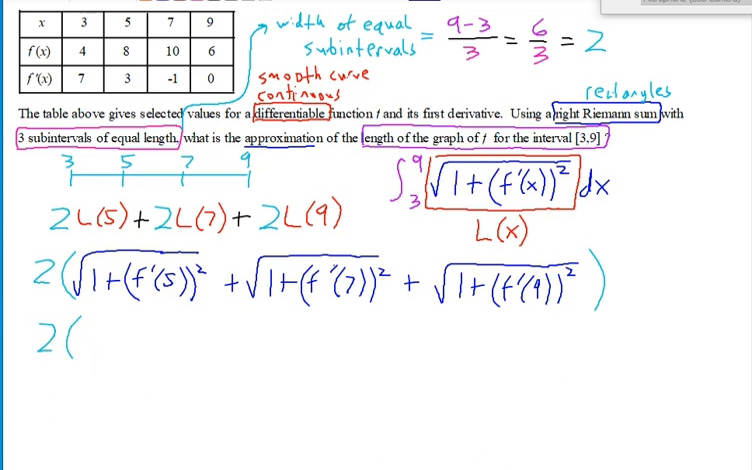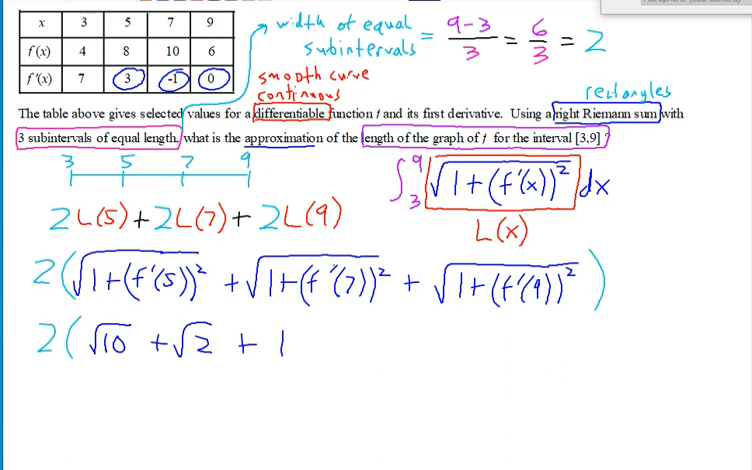We can get these values from the table. So f prime of 5, we can see right here, it's not f, it's f prime, is 3. So 3 squared is 9 plus 1 gives you 10, so that would be the square root of 10. f prime of 7 is negative 1. Negative 1 squared is 1 plus 1 gives you 2, so square root of 2. Plus f prime of 9 is 0, so that's just 0 plus 1, square root of 1 is 1.